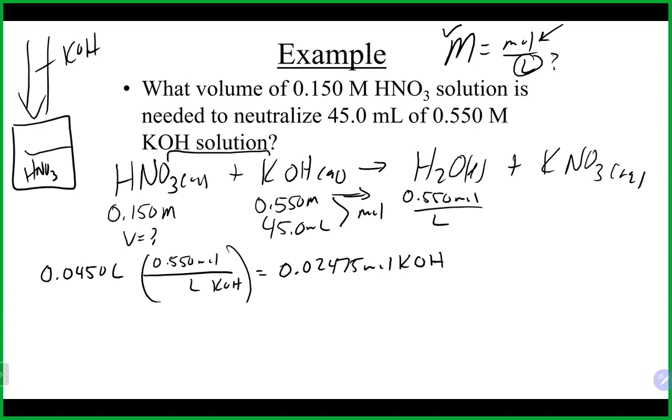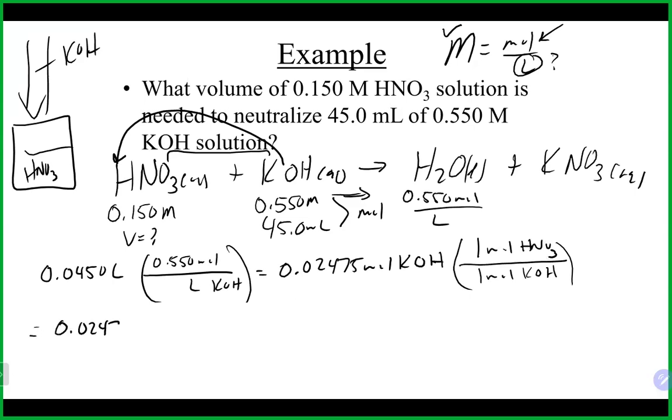Because we need the moles of nitric acid. So this is where the stoichiometry is going to come into play. We need to go from here to here, and we're going to do our stoichiometry part. And it is a one-to-one relationship. We've hit a lot of those here today. 1 mole of KOH from the equation gives us 1 mole of nitric acid. That is going to get us 0.02475 moles of nitric acid.